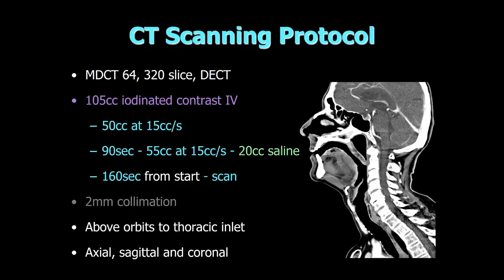So let's quickly review imaging technique. At our institution, we image patients with oral cavity disease with both CT or MRI. This is our CT protocol. We give a double bolus of contrast, as you can see here. We use 2mm collimation, and imaging extends from a level just above the orbits to the thoracic inlet, and we reconstruct in the 3 orthogonal planes.